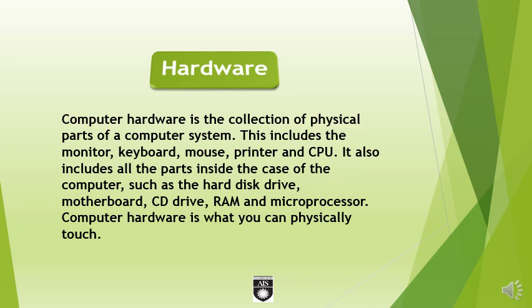Let us now know what is hardware. Computer hardware is the collection of physical parts of a computer system. This includes the monitor, keyboard, mouse, printer and CPU. It also includes all the parts inside the case of the computer, such as hard disk drive, the motherboard, CD drive, SMPS, RAM and microprocessor. Computer hardware is what you can physically touch.